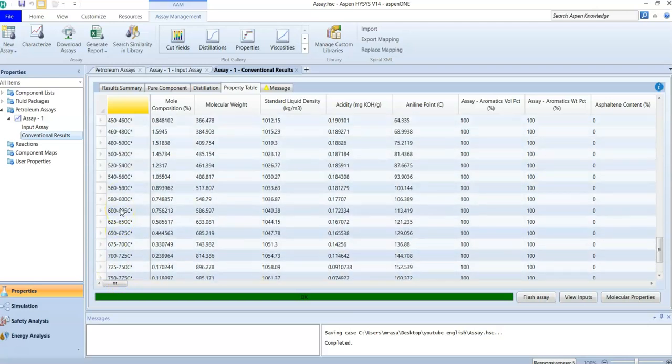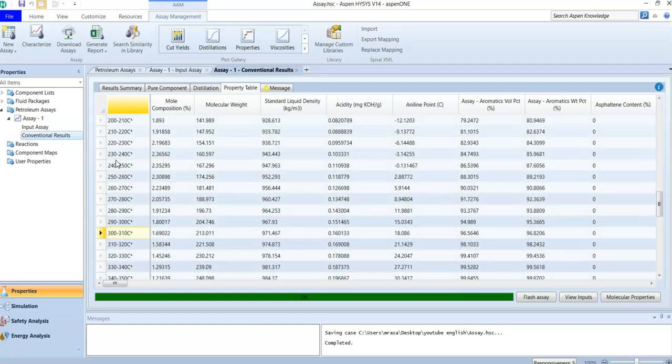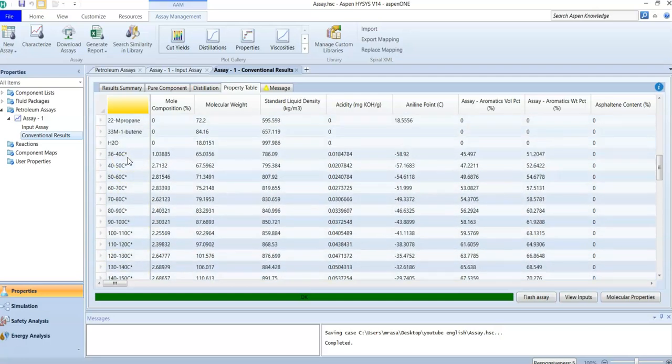That's why we are dividing our assay. You can decrease these values. This assay is created with a delta T, temperature difference of 10, which means each section or each component has a range of 10 degrees Celsius. You can lower this value if you would like.